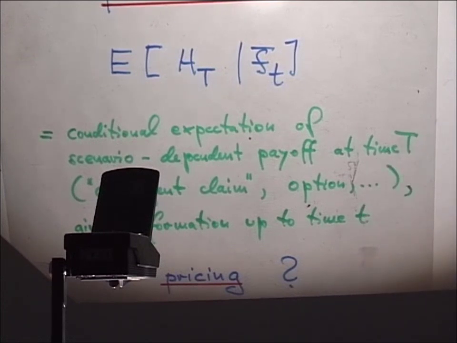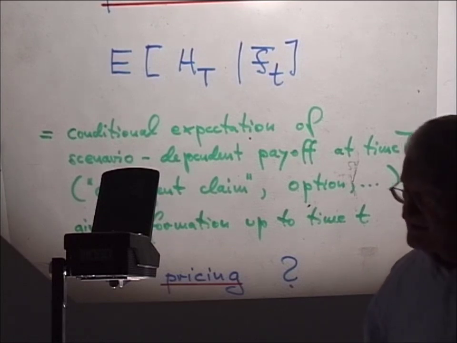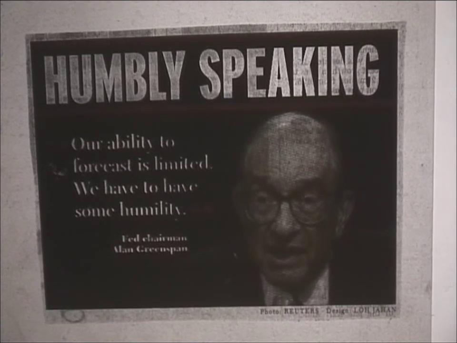Now, as to this step, fixing a model, here is a good guideline by one of the gurus. To fix a model means you're ready now to forecast, to compute conditional expectations. But our ability to forecast is limited, and we have to have some humility. What does that mean in mathematical terms? This will be the subject of the second lecture. At the moment, we are doing as everybody does. They decide to use a model.